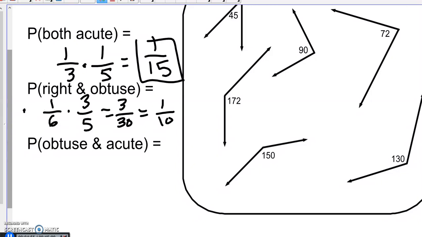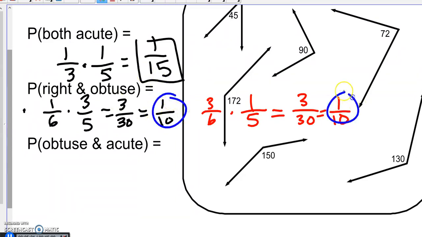So let's slide over here. What's the probability of picking obtuse and then right? Well, 3 of the 6 are obtuse. After you pick one of the obtuse, there's 5 angles left, and one of them is right. So there's a 3/30 or 1/10 probability that you pick them in that order. To find the overall probability of right and obtuse, you take those two probabilities and add them together. Our total probability would be 2/10, in other words, 1/5.